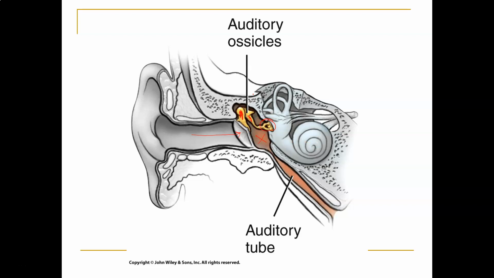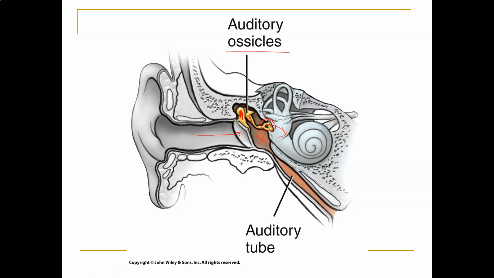So your auditory ossicles, ossicle means little bones, help transmit the vibration caused by the sound waves vibrating your tympanic membrane. It helps transmit that vibration over to your inner ear where your receptors are. So we'll look at that.